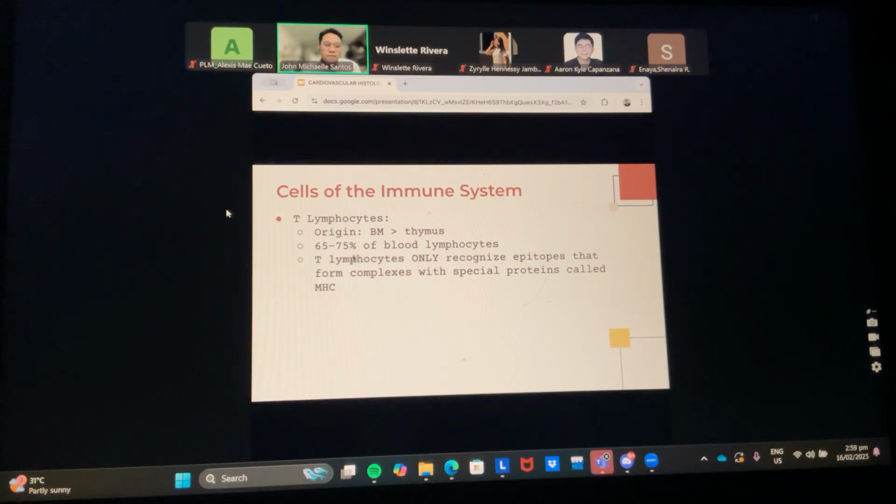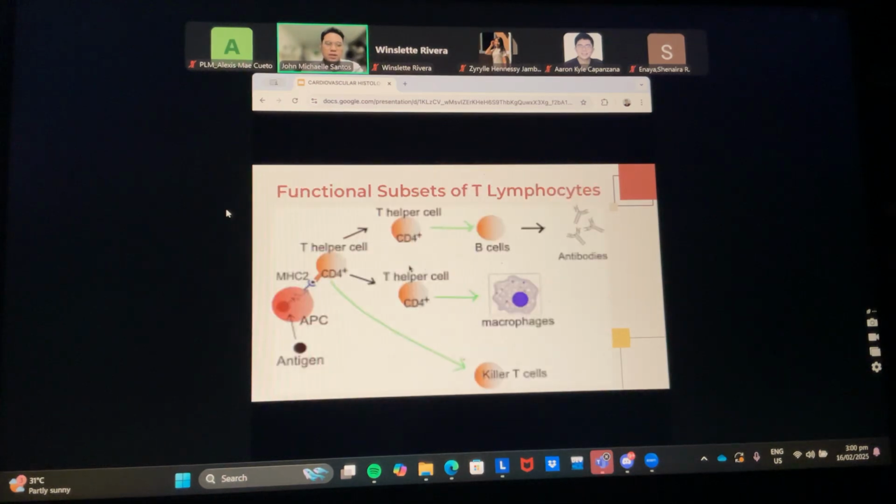Okay, so they are majority of your lymphocytes. Your T lymphocytes only recognize epitopes that form complexes with special proteins called your membrane or major histocompatibility complex. So again, kapag meron kang antigen, nakikita yan ni antigen-presenting cell. Si antigen-presenting cell, ipepresent niya sa major histocompatibility complex 2 natin, which will be detected by your T helper cells.